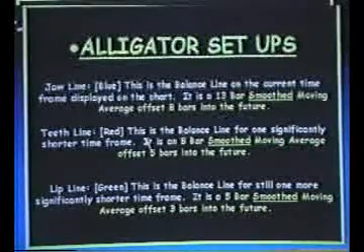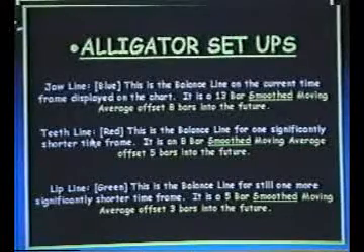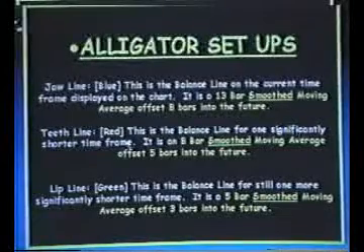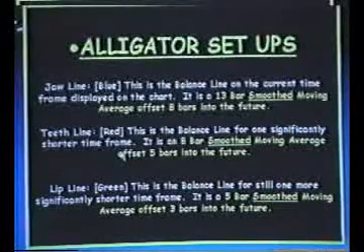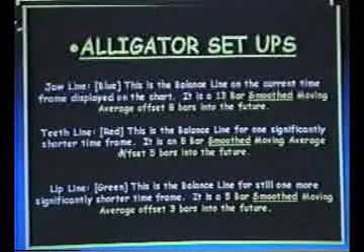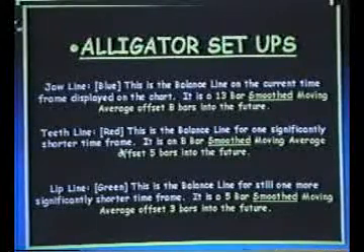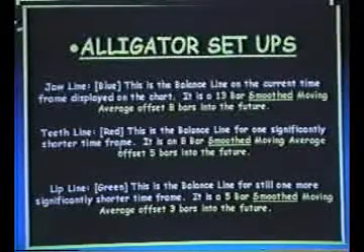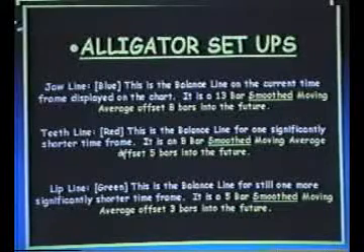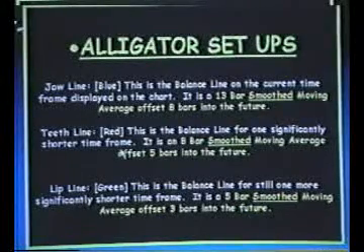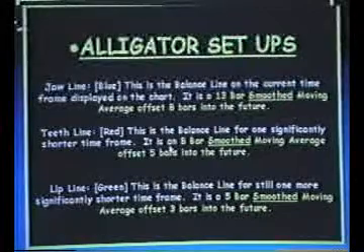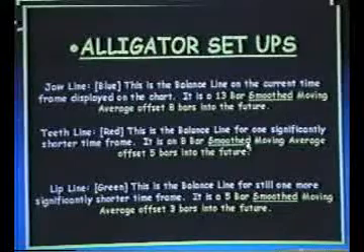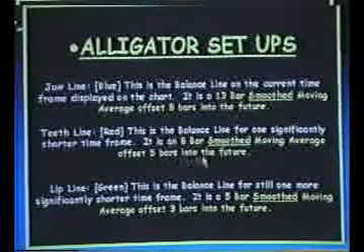Now, we're also going to put in the teeth. And the teeth of the alligator, we're going to color the teeth red. This is the balance line for one significantly shorter time frame. Now, it is not a clock time, but it's roughly a factor of 5. So if the blue balance line is on a daily chart, then the red balance line would roughly be on an hourly chart. Not exactly because of clock time. This is figured out by the computer. But it's constructed in the computer and can be done on most any computer by using an 8-bar smooth moving average that's offset 5 bars into the future.